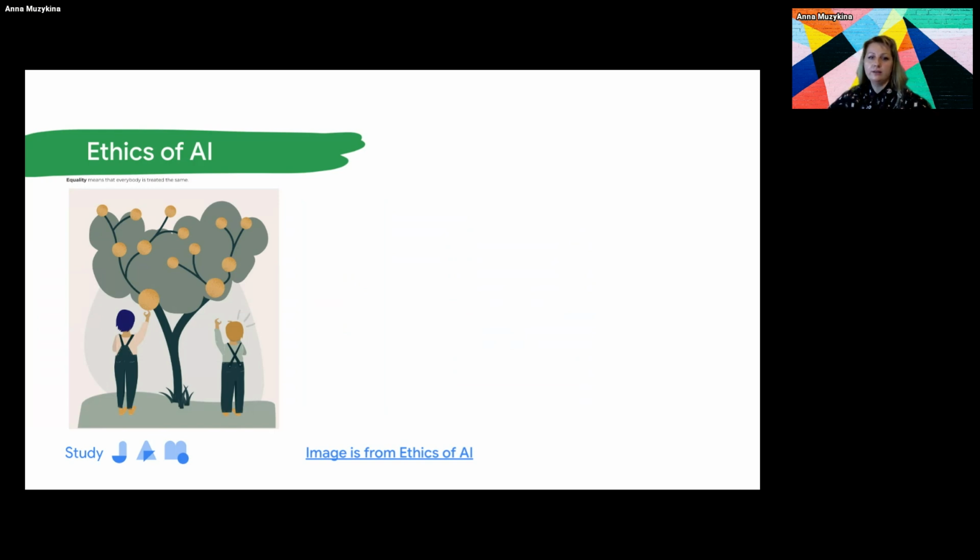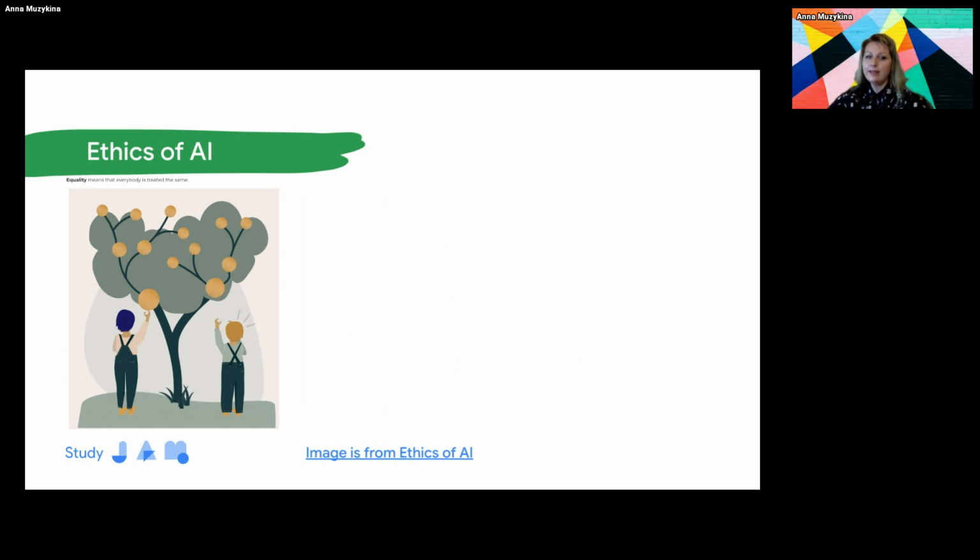Philosophers like Aristotle have debated it for centuries. He proposed the principle of equality: equals should be treated equally, unequals unequally. This means if two people are in the same situation, they should be treated the same. For example, if two students get identical exam results, they should receive the same grade.